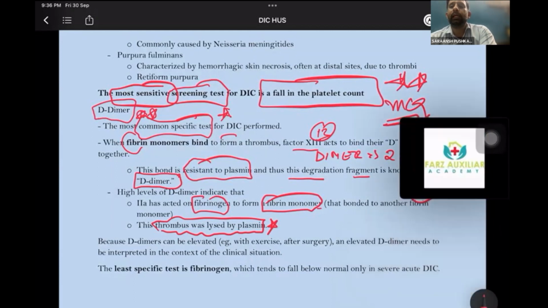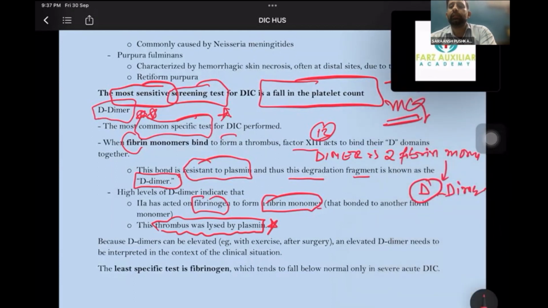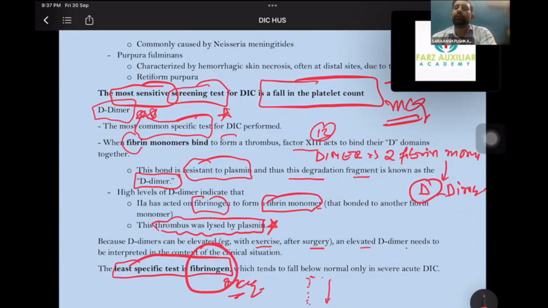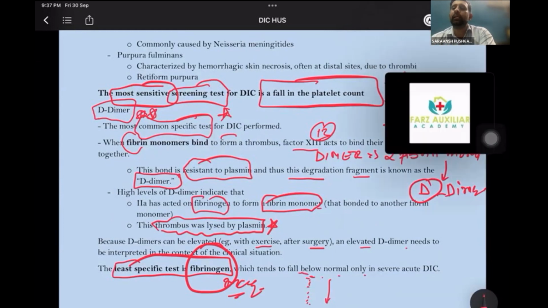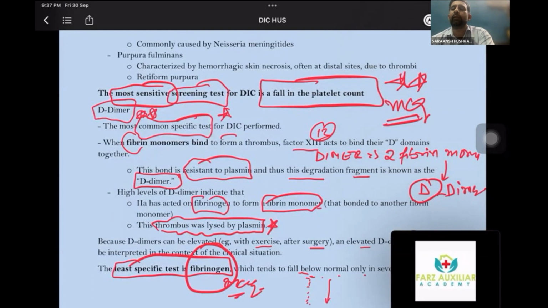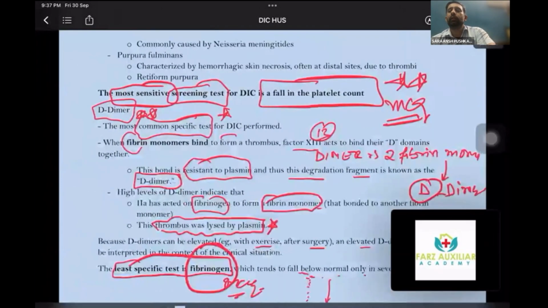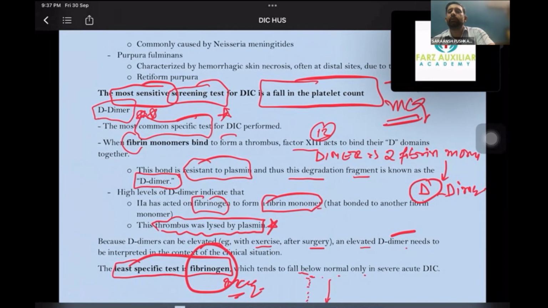Because D-dimers can be elevated due to exercise, even after surgery, an elevated D-dimer needs to be interpreted in the context of the clinical situation. The least specific test, now this is another MCQ. They can ask which of the following are specific tests of DIC in the order of increasing or decreasing specificity. Then fibrinogen is the least specific, which tends to fall below normal only in severe DIC. That means a lot needs to be done before it reaches a point of acutely low fibrinogen levels.